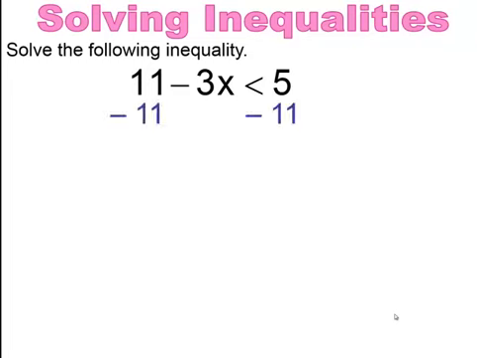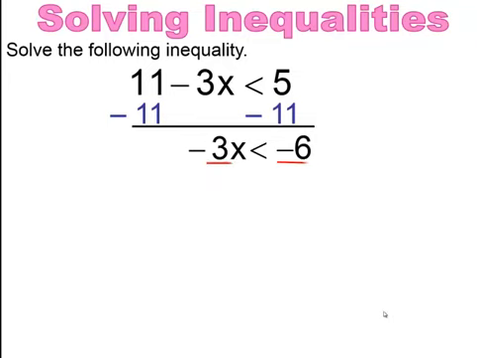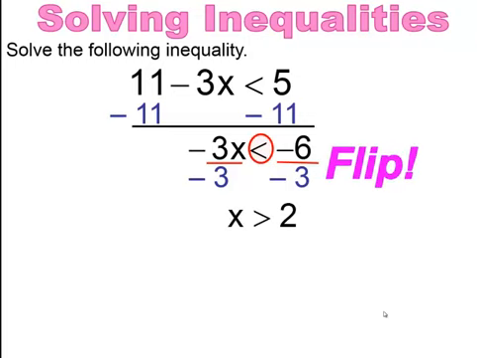So the first thing you're going to do here is subtract that 11 from both sides, and you're left with -3x is less than -6. Now remember, you're going to divide through by -3, which makes that inequality symbol flip. So your solution here is x is greater than 2.